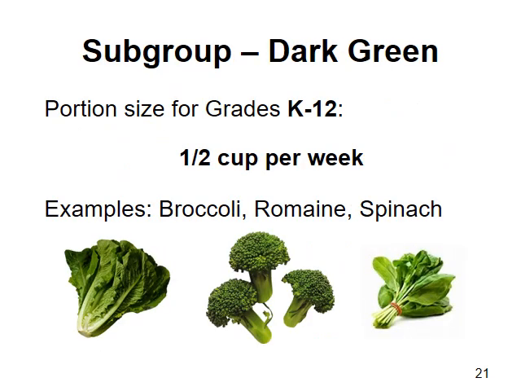The dark green vegetable subgroup portion size is the same for all grade groups, 1/2 a cup per week. Examples of vegetables in this group include broccoli, romaine lettuce, spinach, and other leafy greens such as kale and turnip greens. So if you have 1/2 a cup of broccoli on the menu for the week, you are in compliance. Another way would be to offer a salad mix on the fruit vegetable bar daily, or offering smaller portions of dark green vegetables on multiple days during the week.